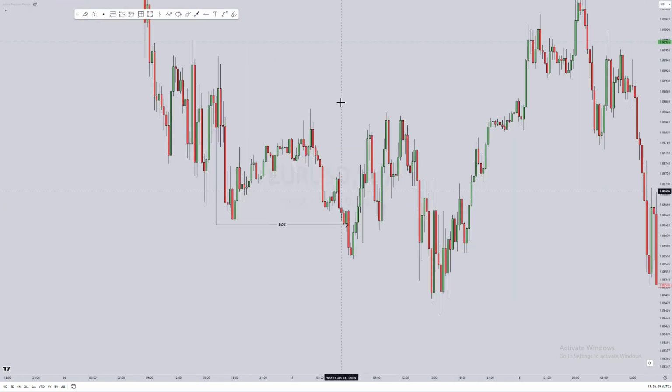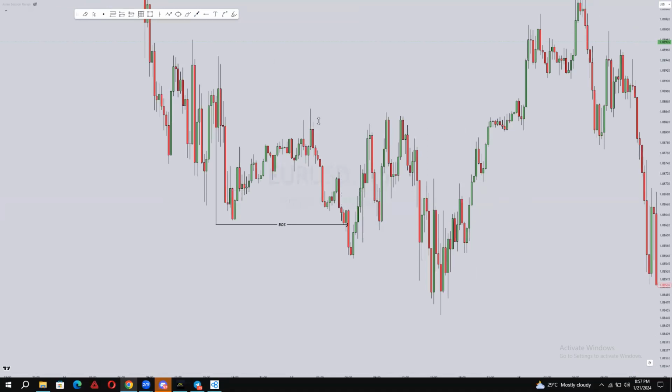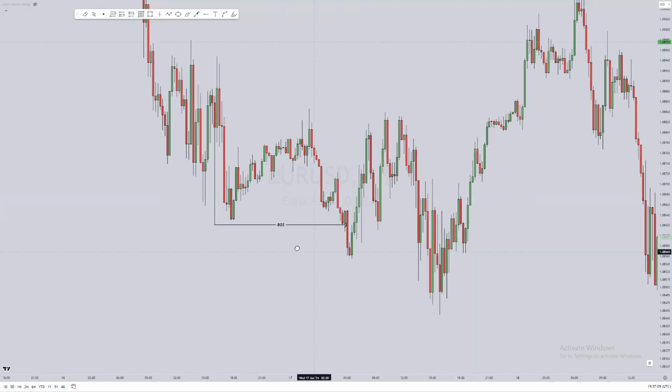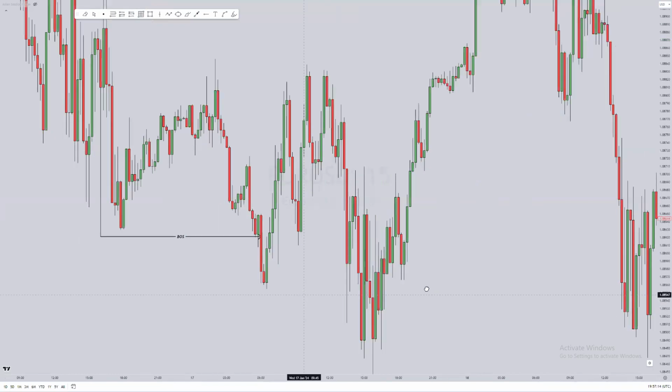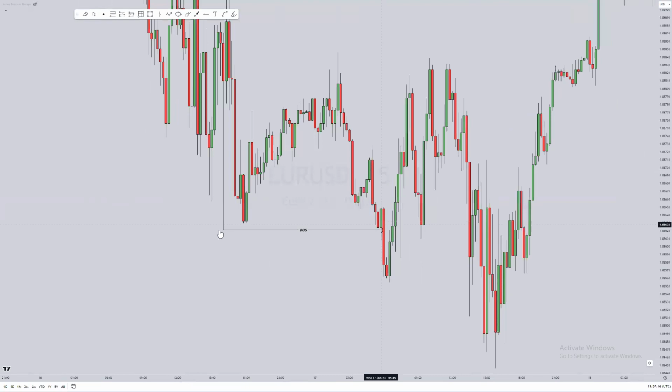Now, let me tell you something. Are we still focusing on the Asian range indicator? We are not, just focus on what I'm saying right now. So we have a break of structure right here. After the break of structure, notice something, guys. Instead of market breaking this previous low here, what did price do? Price rejected that low. We have a candlestick wick rejecting that low.